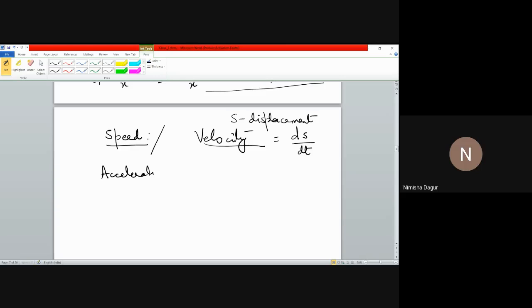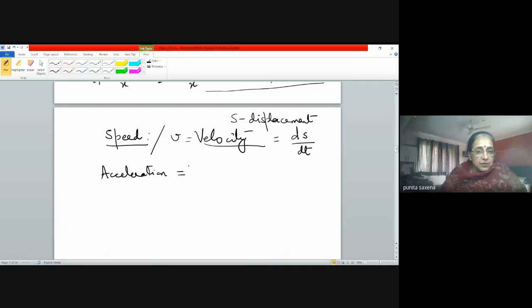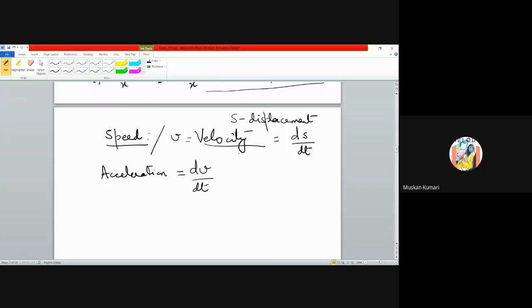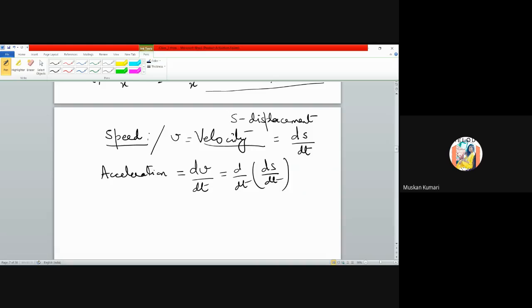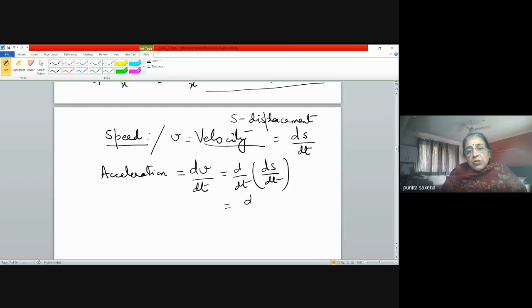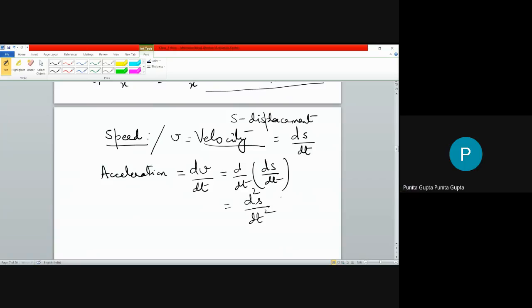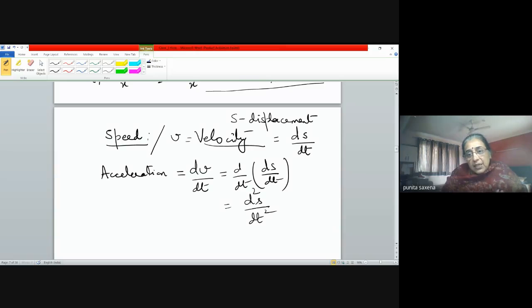The rate of change of velocity with respect to time. ठीक है, जिसको आपने बोला dv by dt, यही बोला था ना, which is actually nothing but d by dt of ds by dt, which was actually nothing but d2s by dt square. यही किया है ना, ठीक है? That means the second derivative of displacement with respect to time is acceleration.